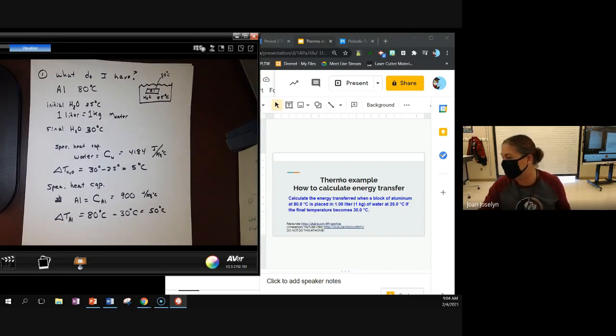Okay. So the question says, calculate the energy transferred. So that's what I need. I need to find the energy transferred. So I'm going to write that down. What I have now, I'm going to write down what I need. I'm also going to need the mass of aluminum because that's going to be a problem.